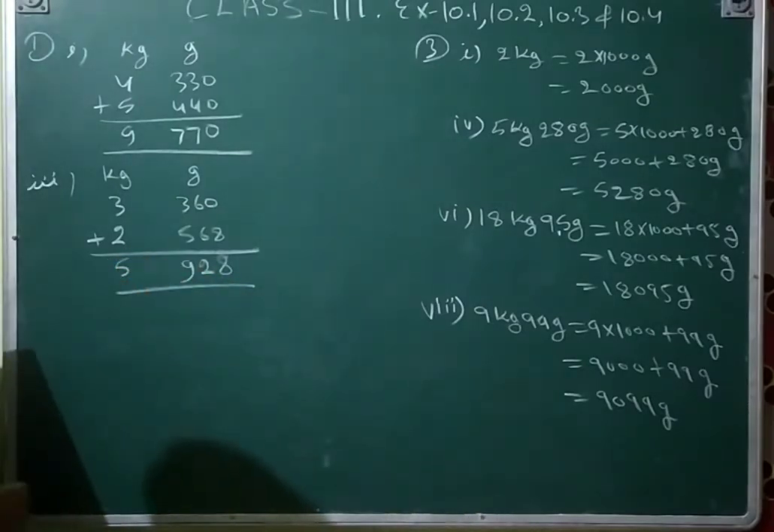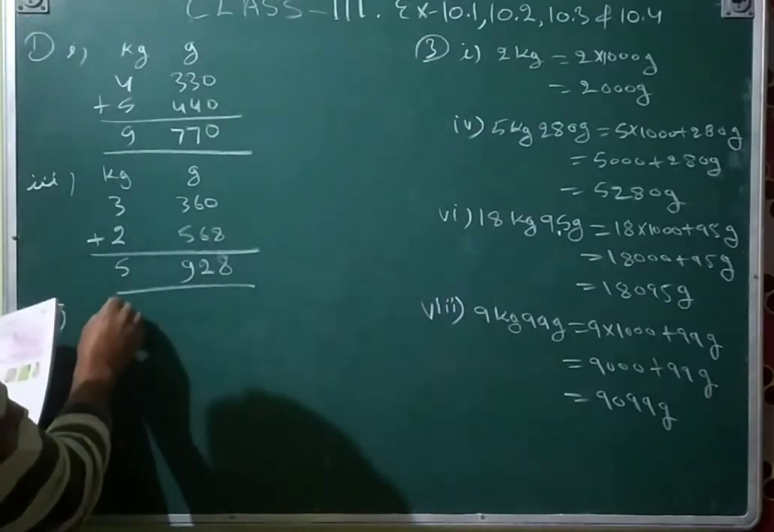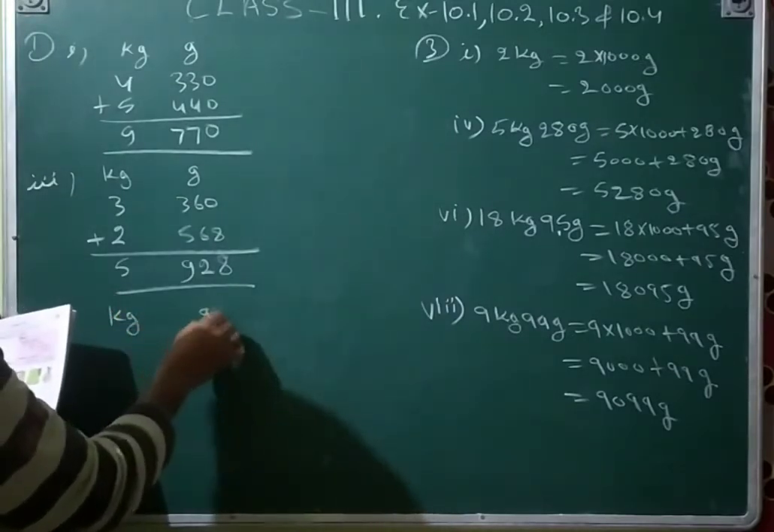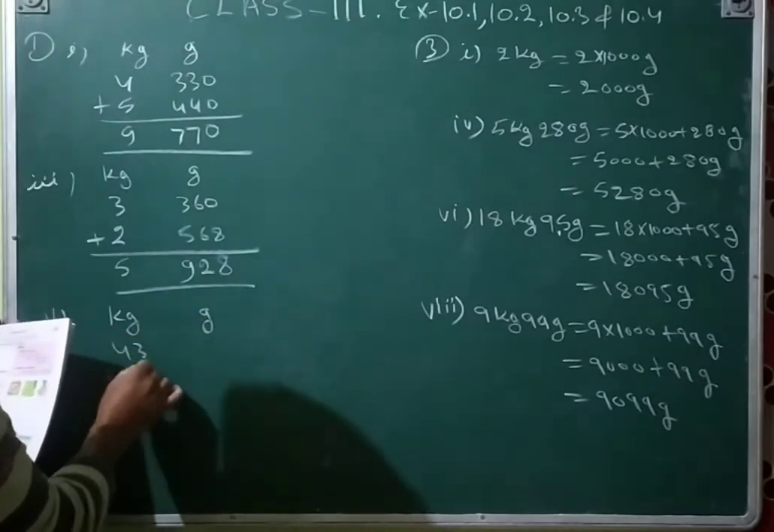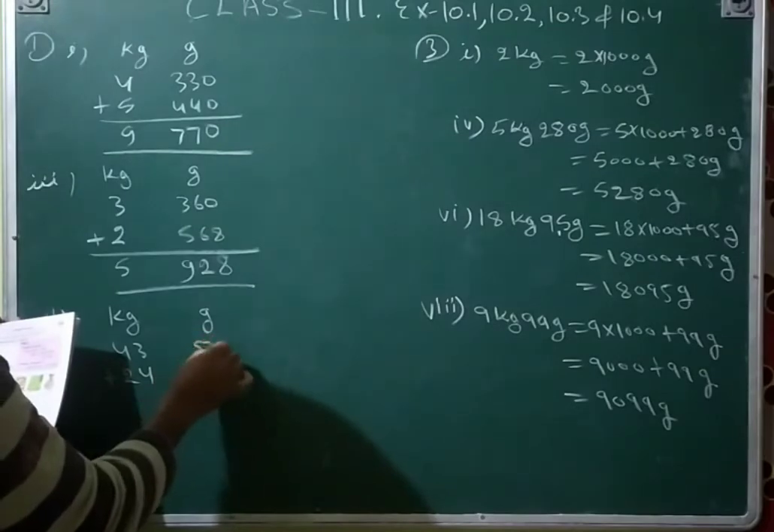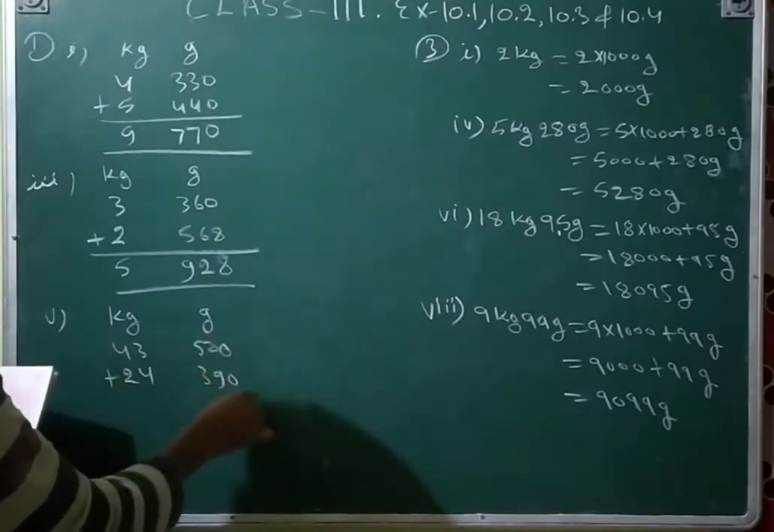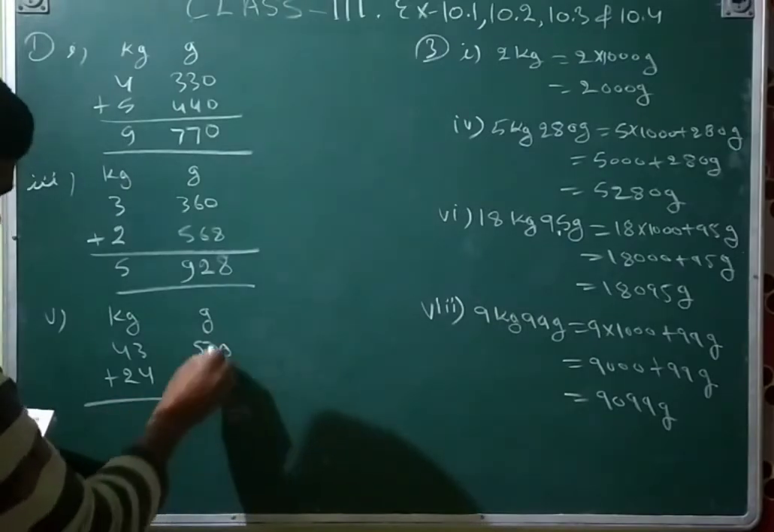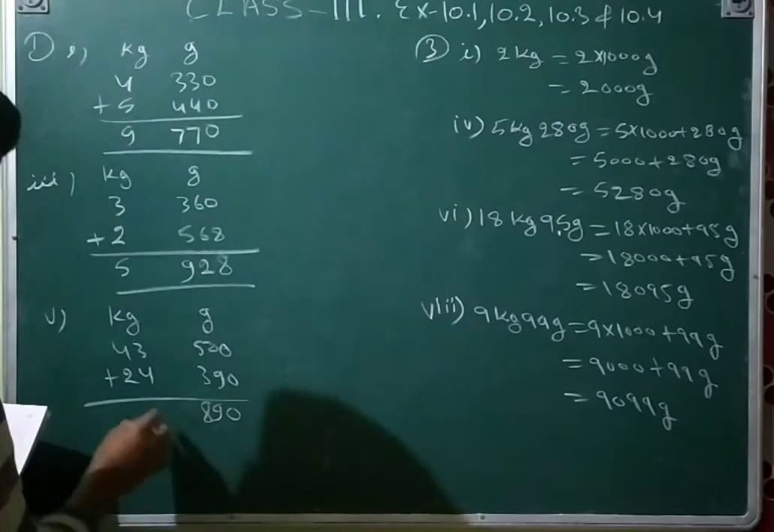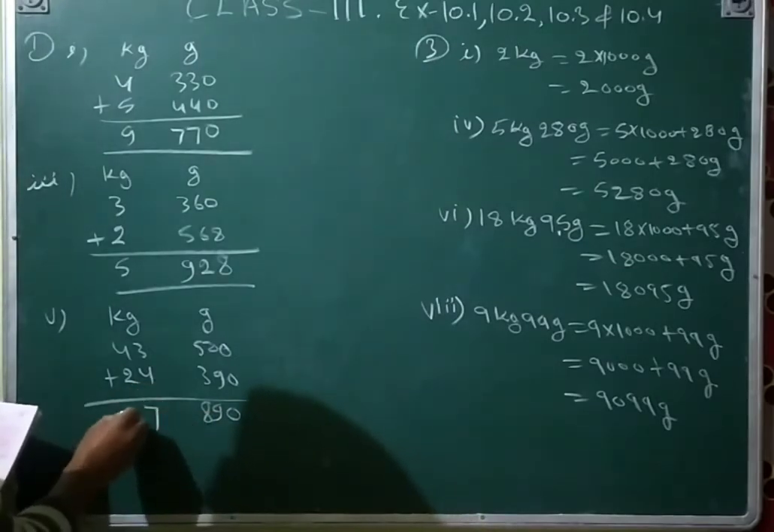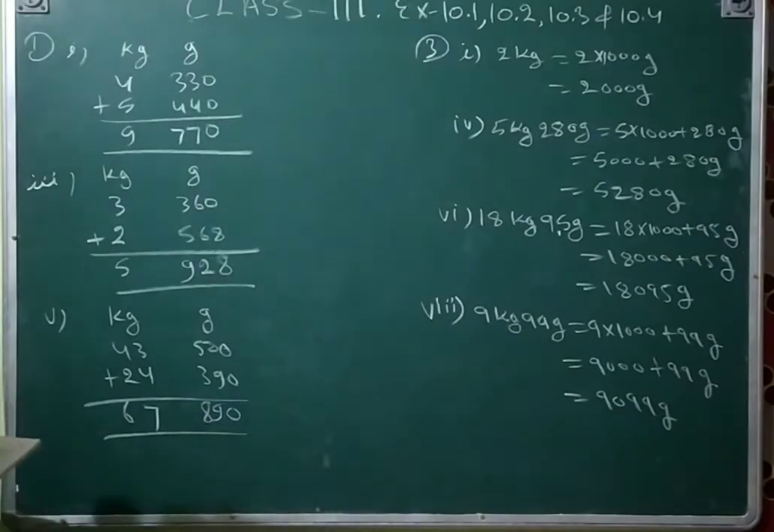And then the fifth part; the other part you will do, in gram. 43 plus 24 and then 500 and 390, and then add them: 549, 538, and then 347, 426.